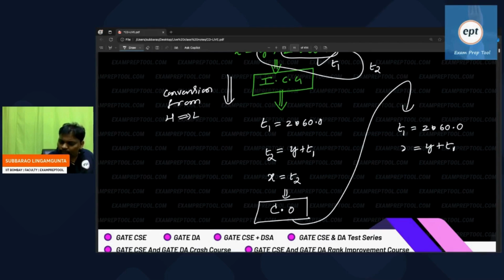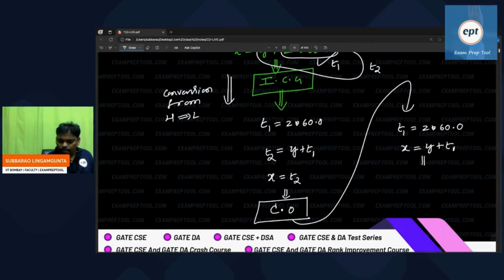Why don't you store directly in X only? If the possibility is there, do optimization. Why are you storing the result into T2? Finally, T2 will be stored in X. Why are you unnecessarily expanding? Why don't you optimize? If the possibility is there, optimize.